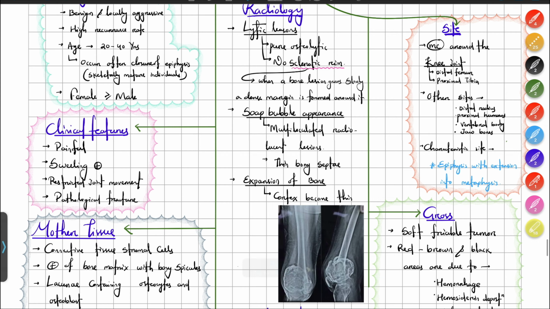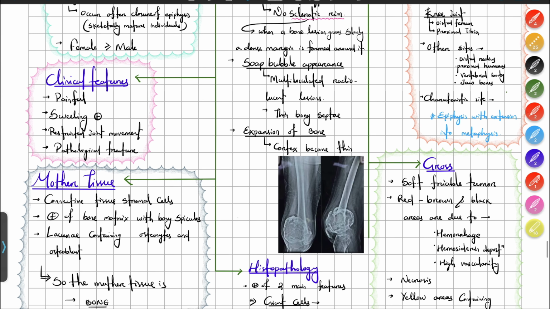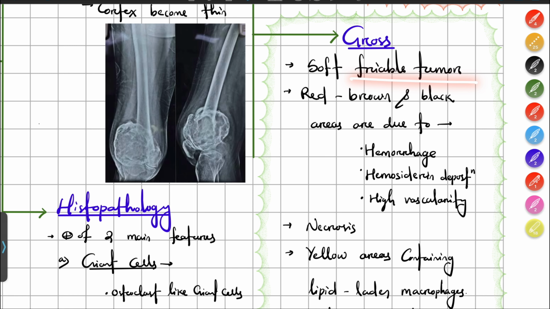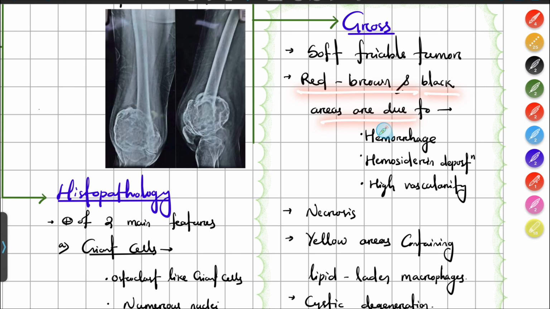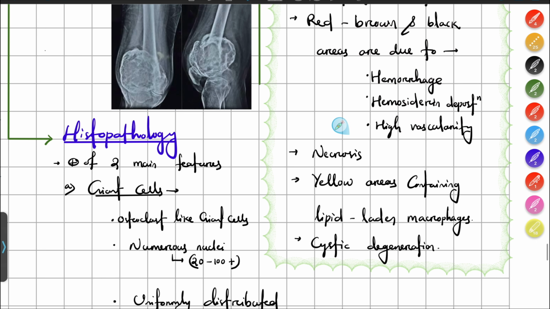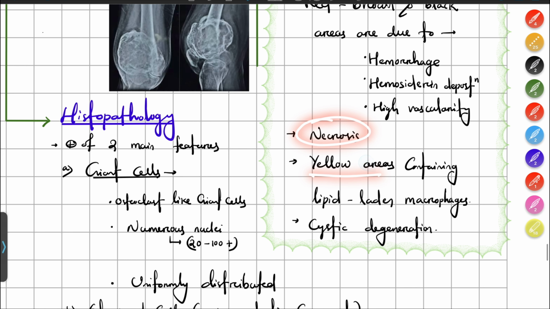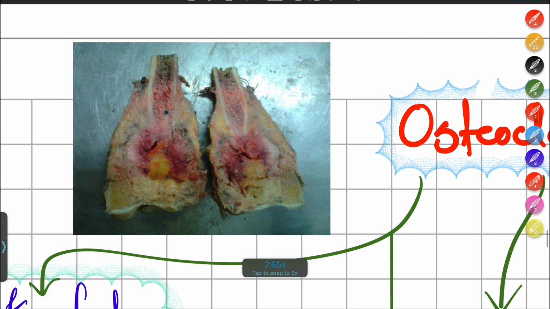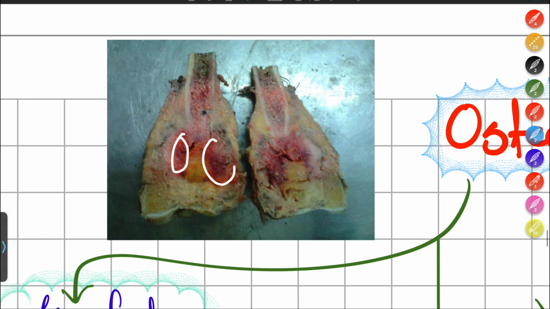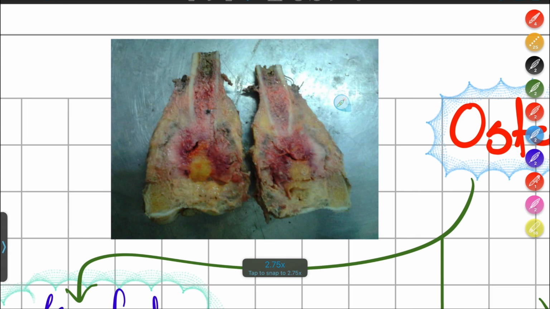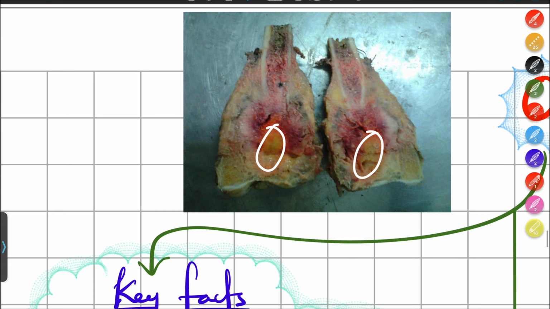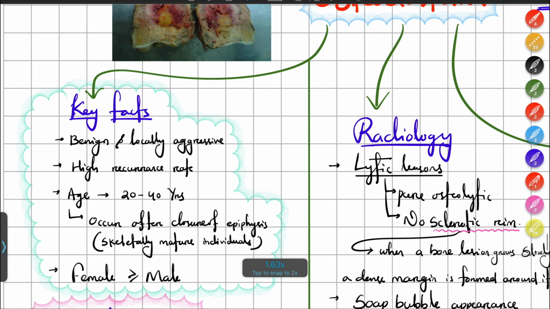So now let's see the gross. It is a soft friable tumor. The red, brown, and black areas are due to hemorrhage, hemosiderin deposition, and high vascularity. There is presence of necrosis, yellow areas containing lipid-laden macrophages, and there is cystic degeneration. In this image, you can see the red area is due to hemorrhage, hemosiderin deposition, and high vascularity. The yellow area is where there is presence of lipid-laden macrophages.